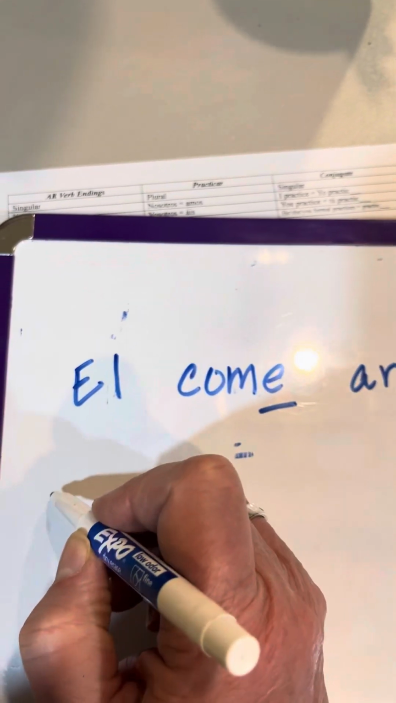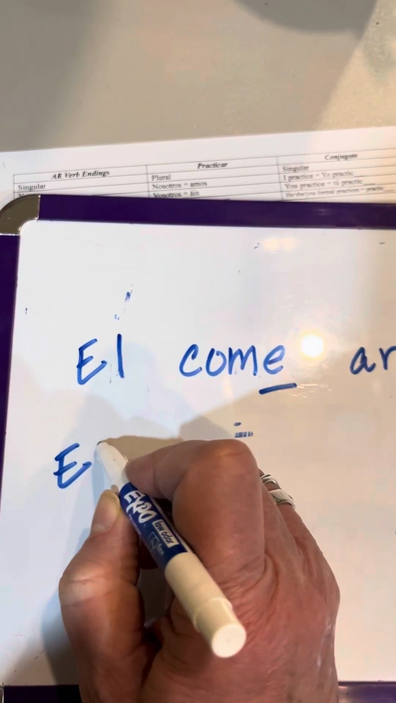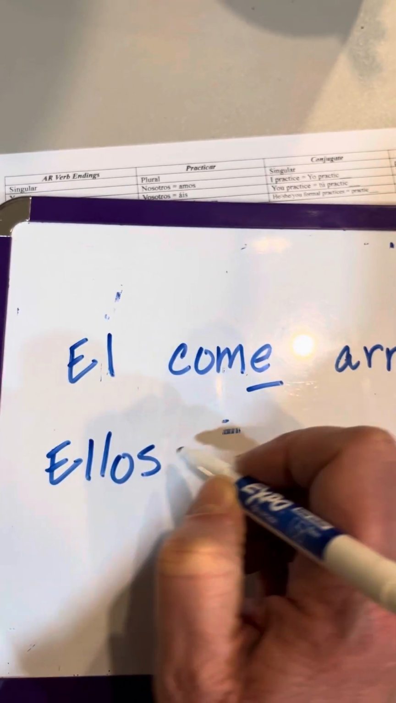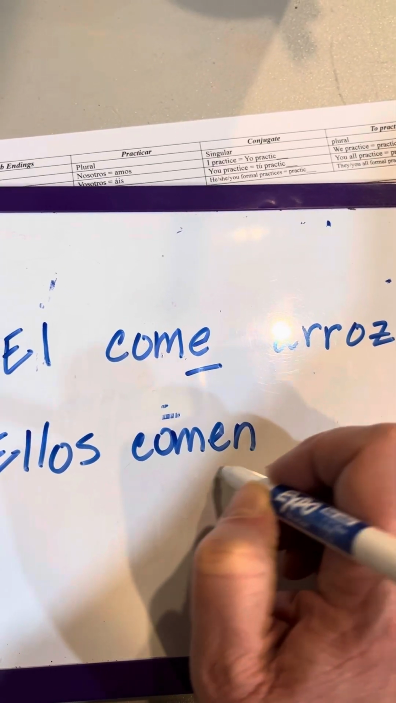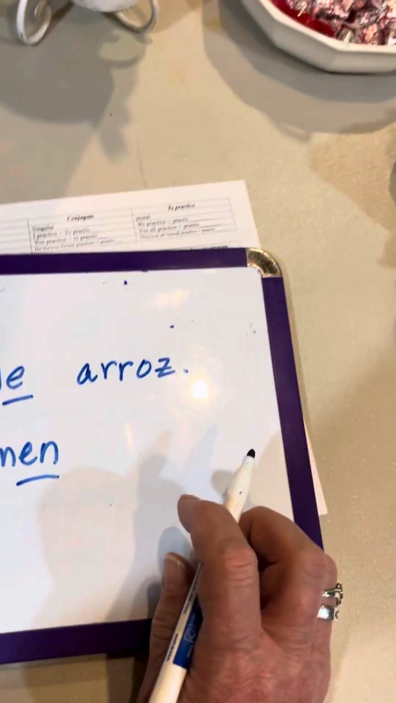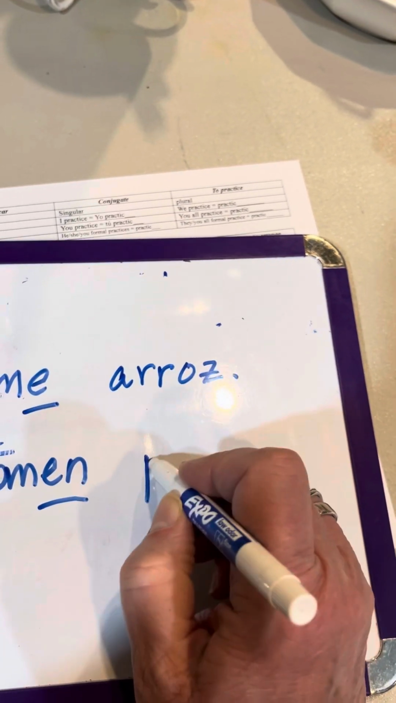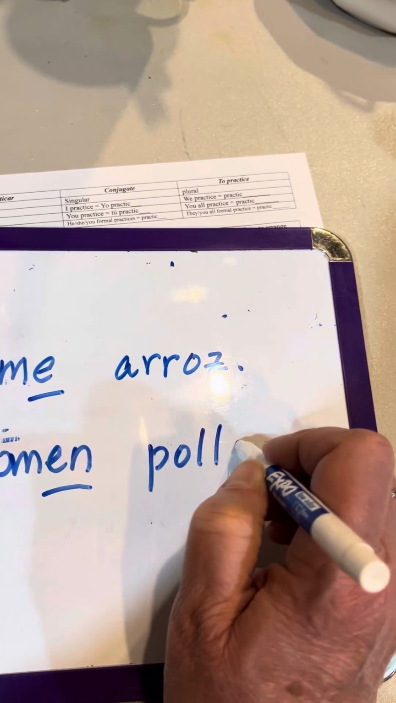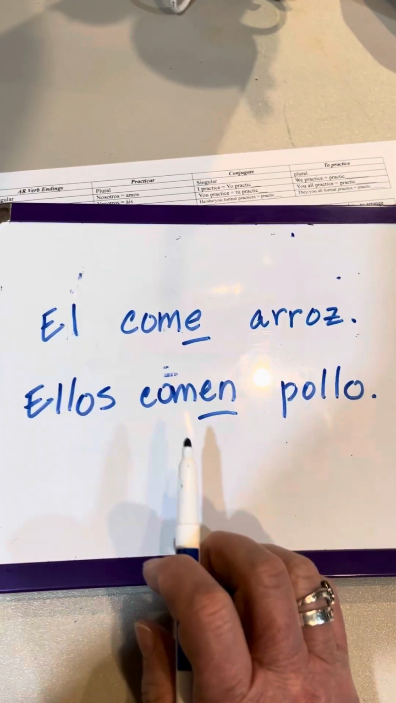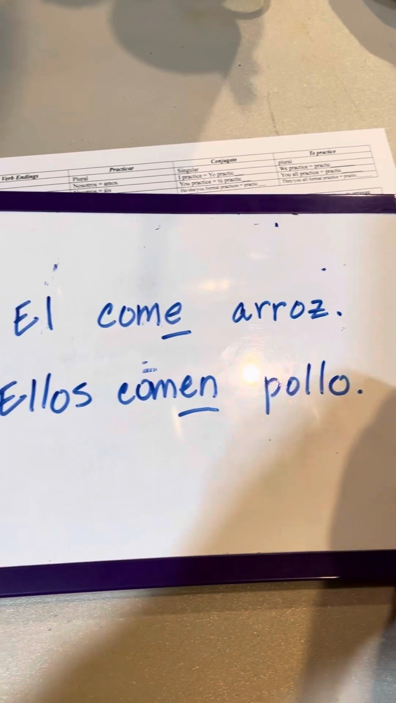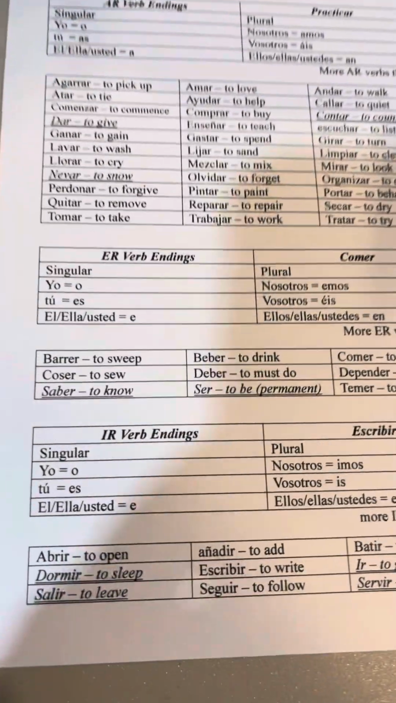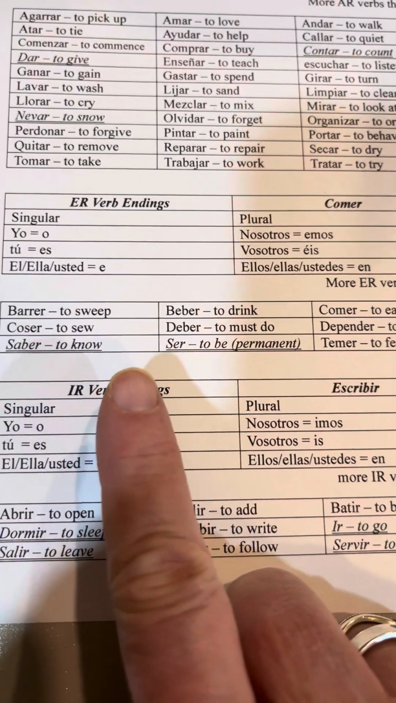How about another one? They, what's going to be our ending? Ellos comen. Another one that we've learned is pollo. They eat chicken. Okay, so we can take any one of our verbs that's on this list here of ER.